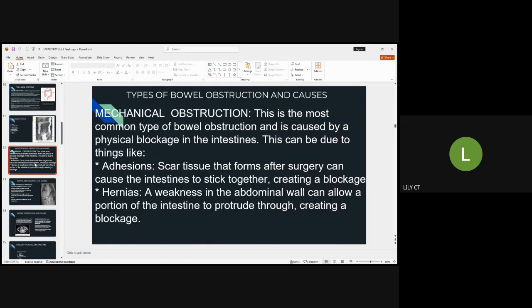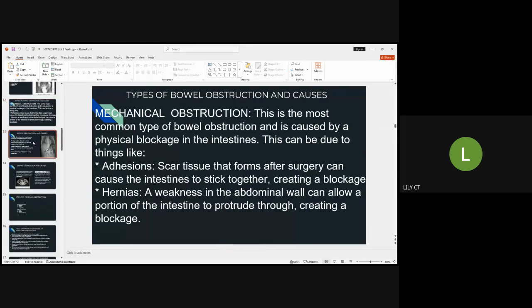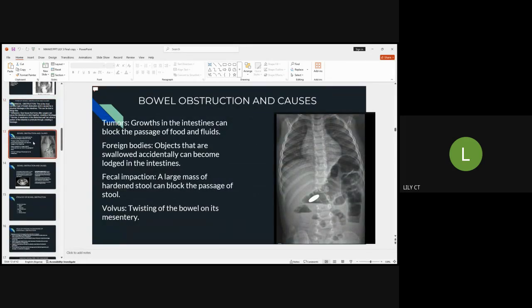Adhesion is scar tissue that forms after a surgery. Hernia is a weakness in the abdominal wall that can allow a portion of the intestine to protrude through, creating a blockage. We have tumors. These are growths in the intestine that can block the passage of food and fluid. We have foreign bodies, like coins, keys, batteries that can be swallowed and become lodged in the intestine. We have fecal impaction, like a large mass of hardened stool that is refusing to move out, which can cause obstruction. Volvulus, which is twisting of the bowel along the mesentery.